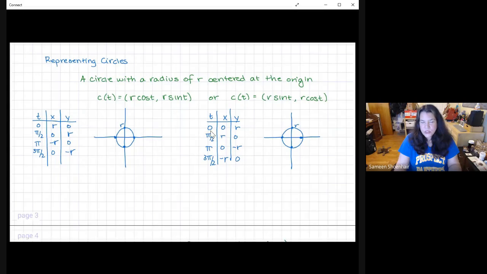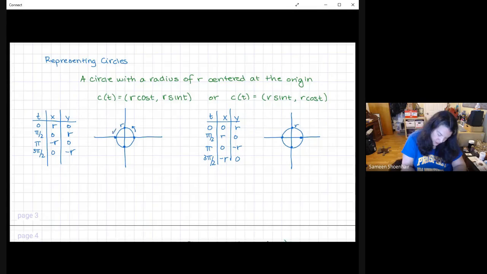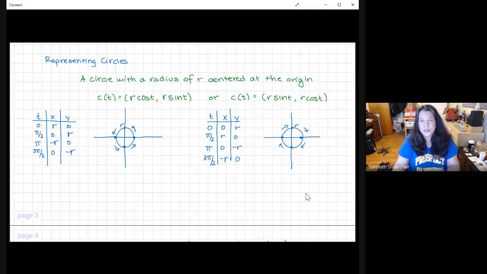I just chose to start t at 0, but remember, since there's no restriction on t, t isn't necessarily starting here, but the key is the direction. On the first one, we started off at r, 0 and then went counterclockwise. So the key is the counterclockwise part. But on this one, we went clockwise. So that's all the difference is. It's just the direction that you're traveling around the circle.